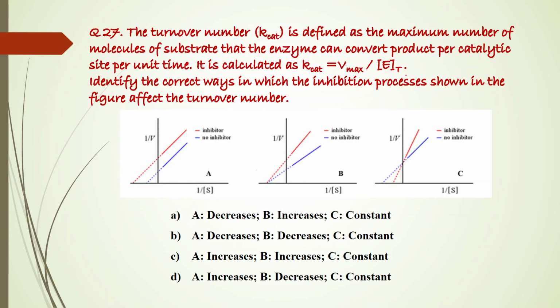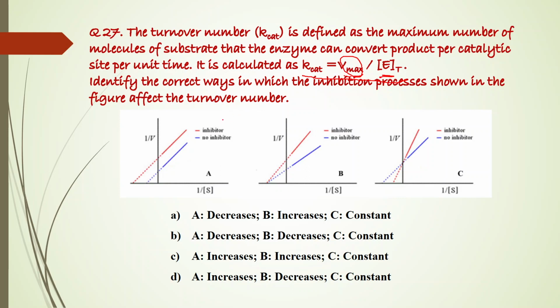Okay. This is the same thing, I guess. Again, it is asking what will happen to K cat, or turnover number, in the case of the three different inhibition processes. Now, we all know that this is the equation for K cat. What does it depend on? Vmax. The total enzyme concentration is not going to change for any of the inhibitions.